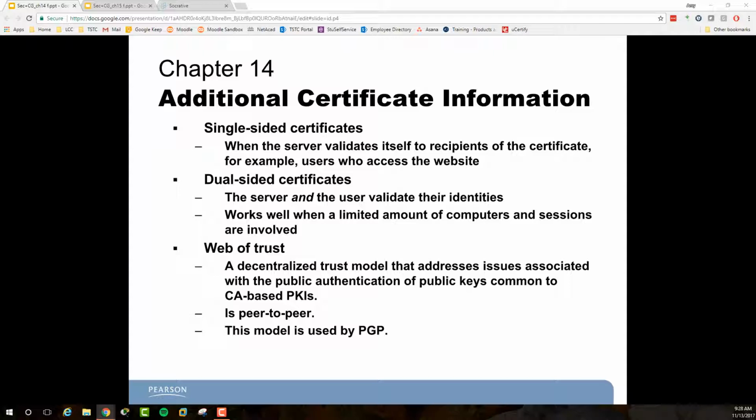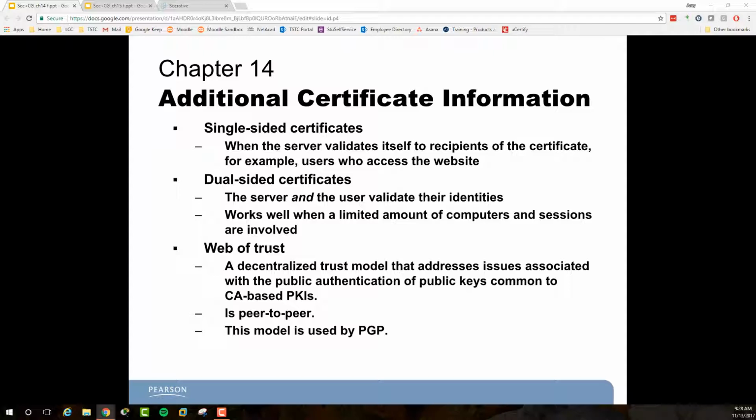The web of trust is this decentralized trust model. So the problem with having some sort of certificate authority is what happens if that certificate authority gets compromised. Then people have access to private keys and things that they should not have. The web of trust model is the answer to that.